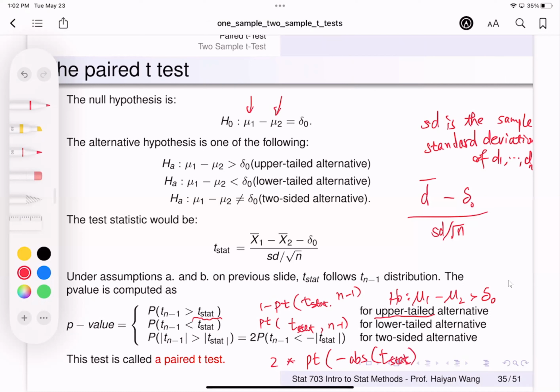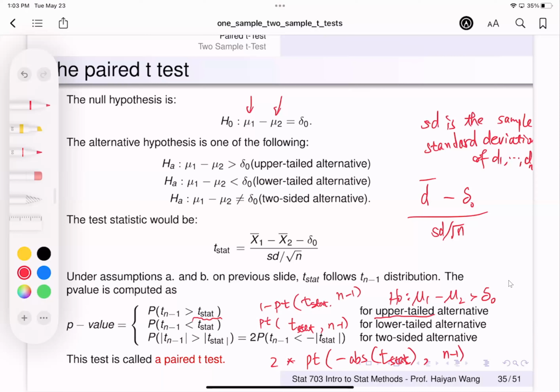Absolute value is ABS with the parentheses. Okay, that's absolute value. We put a negative because we're looking at just the left tail, and then we upward will multiply by 2. So here the degrees of freedom n-1 also need to put in there. That gives us the two-sided test p-value.